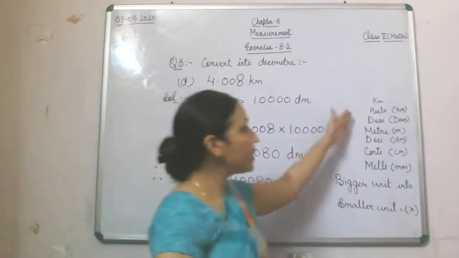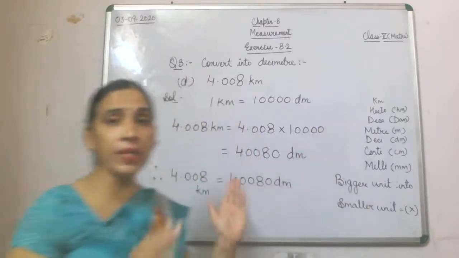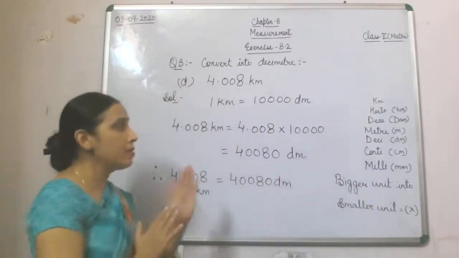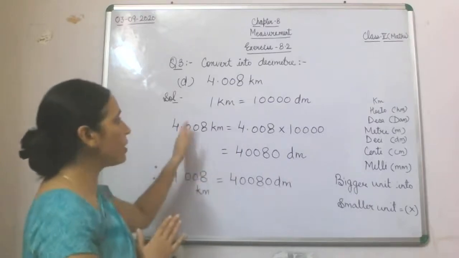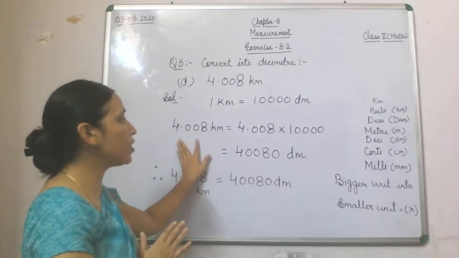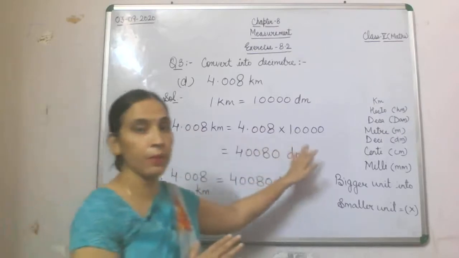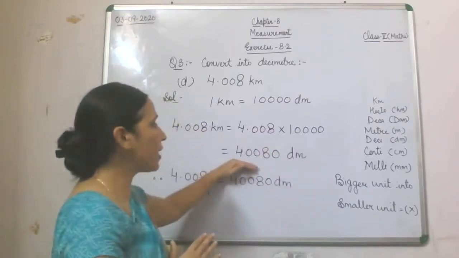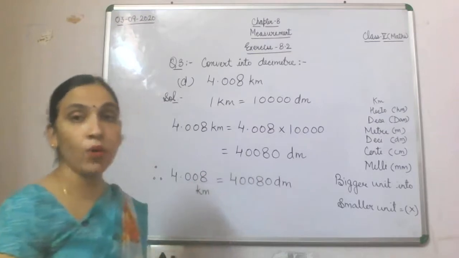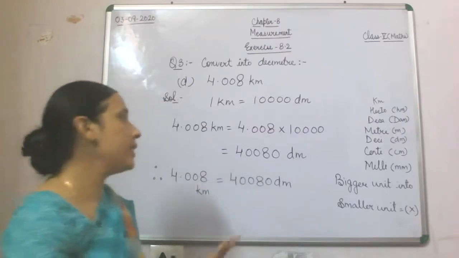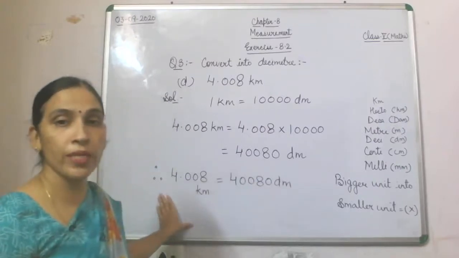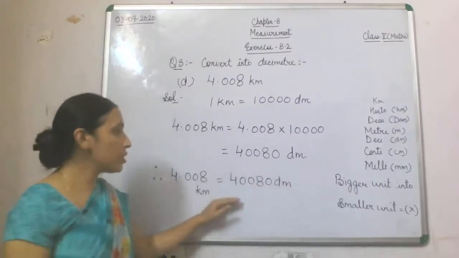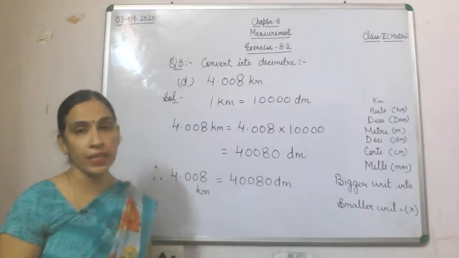By the table. In the table we have seen that we were coming 4 steps down. So what does it mean? That 4.008 kilometer will be multiplied by 10,000. So what are we getting? We are getting 40,080 decimeter. So that will become 4.008, which is equal to 40,080 decimeter.